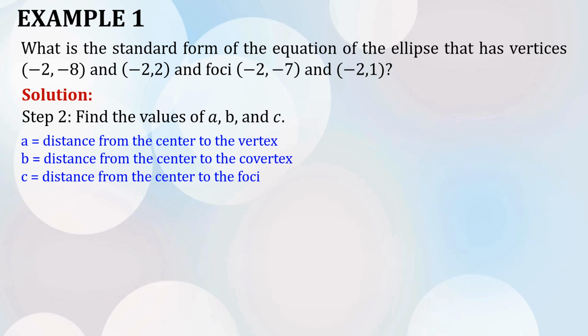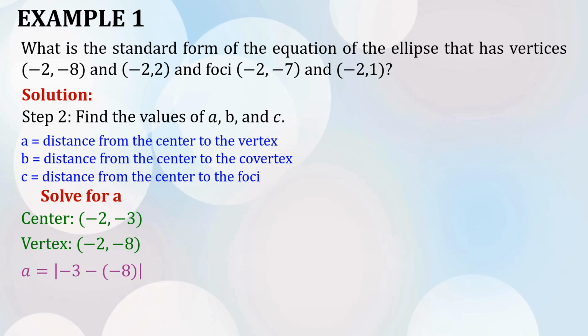To solve for a, we get the distance of one of the vertices from the center. Say we will use the vertex (-2, -8) and our center, which is (-2, -3). Since the x-coordinates of the center and the vertex are the same, we will get the distance by getting the absolute value of the difference in the y-coordinates of the center and the vertex. So a is equal to the absolute value of -3 minus -8, and simplifying this, we will have the absolute value of 5, which is equal to 5.